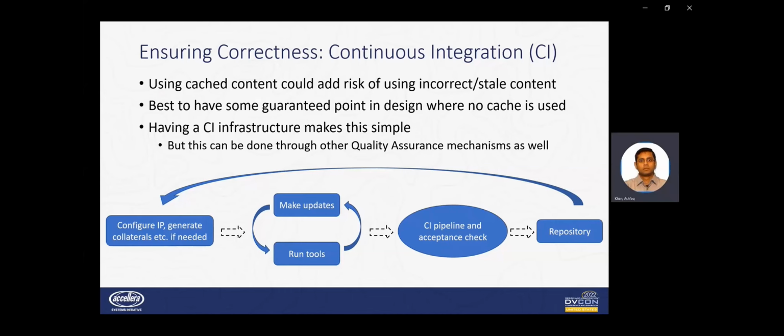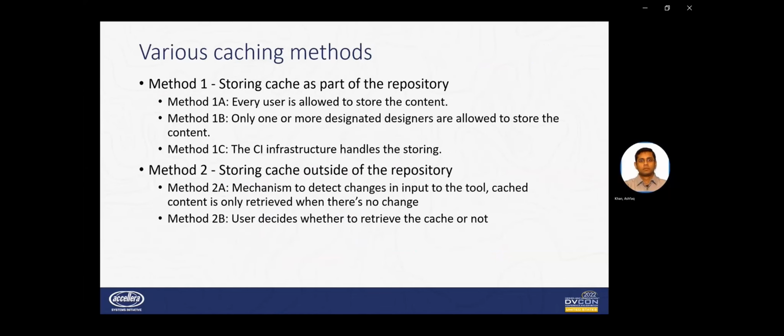So in the paper, we talked about infrastructure, CI infrastructure, and how you can build a caching mechanism around that. But it's not a must. There are other ways to do that. With that, let's go to the various caching methods that we have.